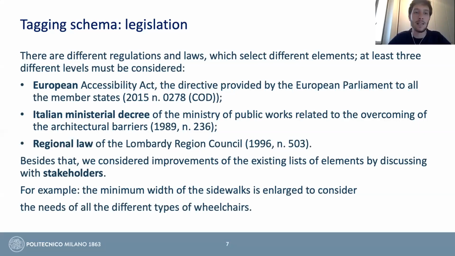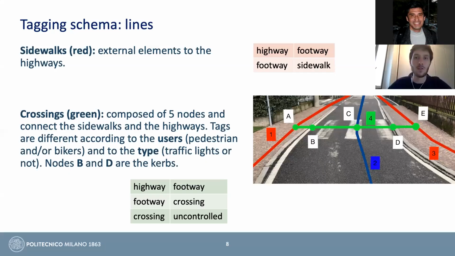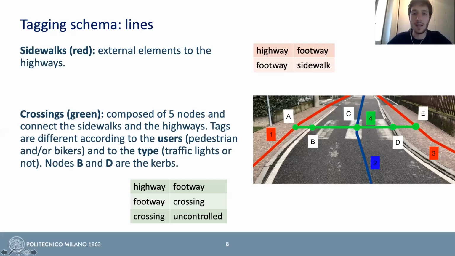We found that the limits were posed only at the Italian and at the regional level. So we needed to choose these two instruments for the definition of the barriers. And also we decided to discuss this limit with the activities previously done, needed to be mapped outside the highways. So we can see in the image that there is the red line. And after we need to map the crossings, which are the green line in the image, and are described.